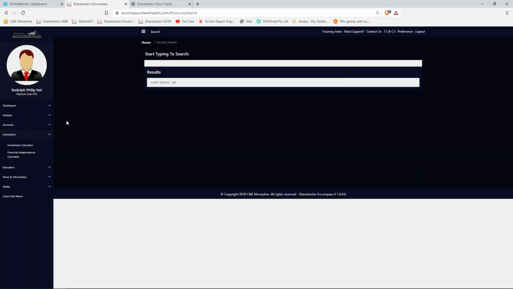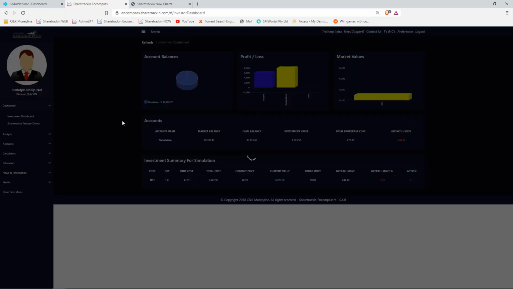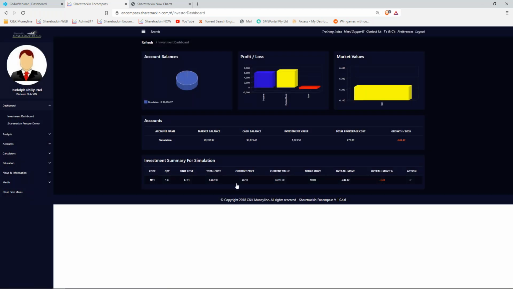So now the moment I go to my dashboard and click on investment dashboard, you will see that our share is purchased. The moment you buy the share, you'll see that immediately you will be in a minus. Overall movement percentage is going to be minus 3.78%. So that's basically the brokerages that we've paid, minus 244. That's your selling and buying brokerage together.